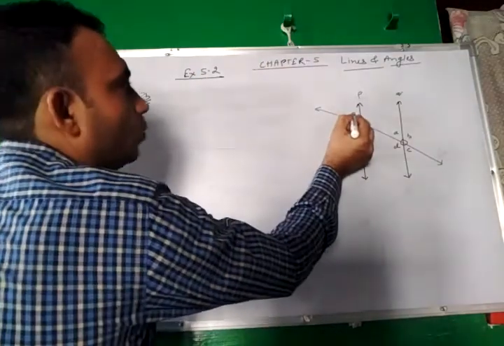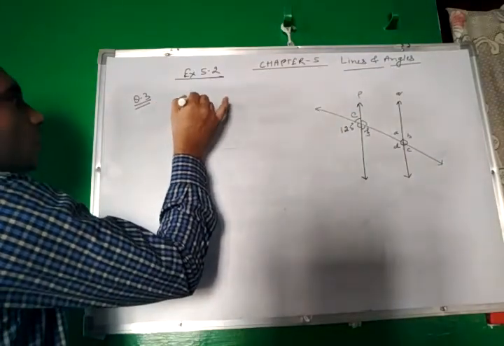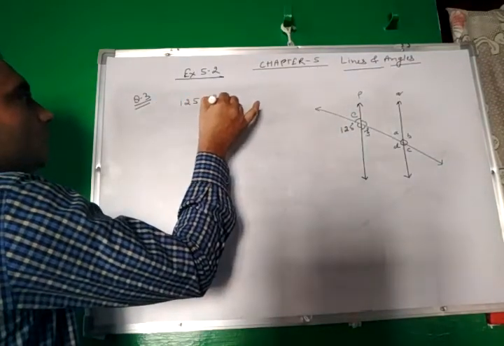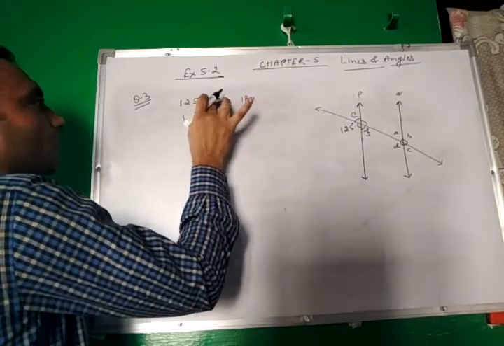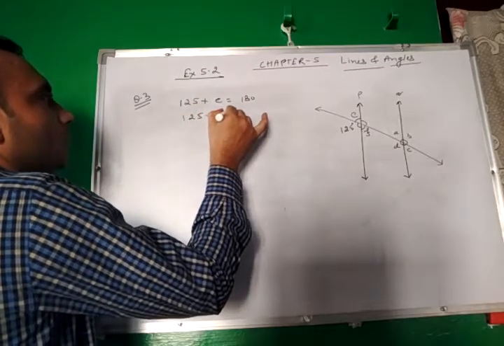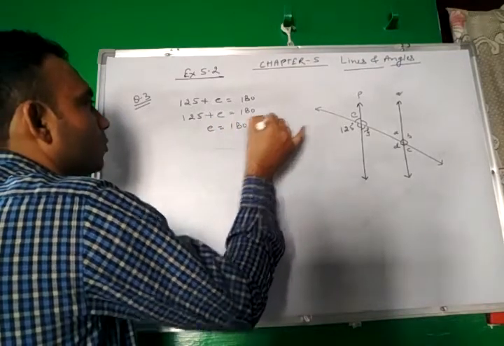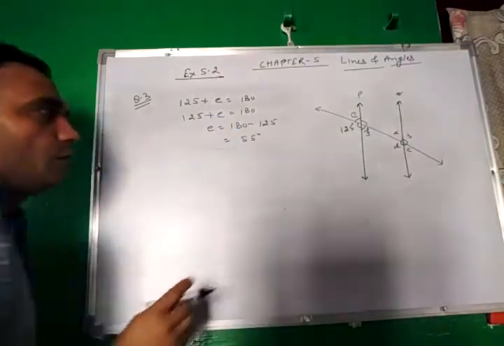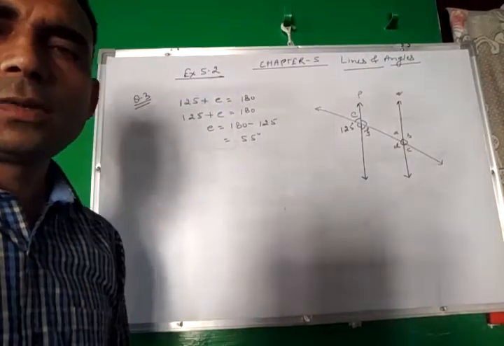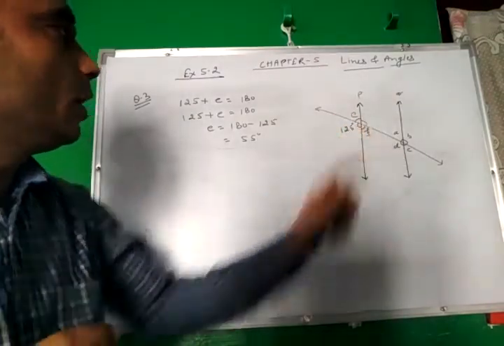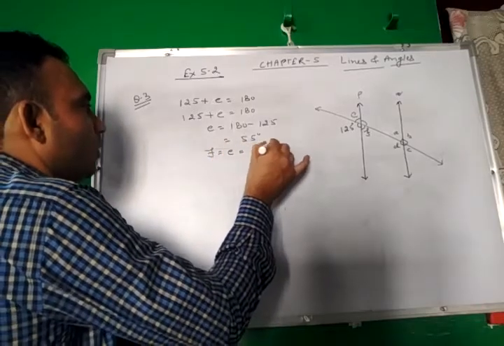So first we will find angle E by the property of linear pair. So angle 125 plus angle E is equal to 180 degrees, or E is equal to 180 minus 125, which implies 55 degrees. So angle E is equal to 55 degrees. Now E and F are vertically opposite angles, so F is equal to E is equal to 55 degrees.